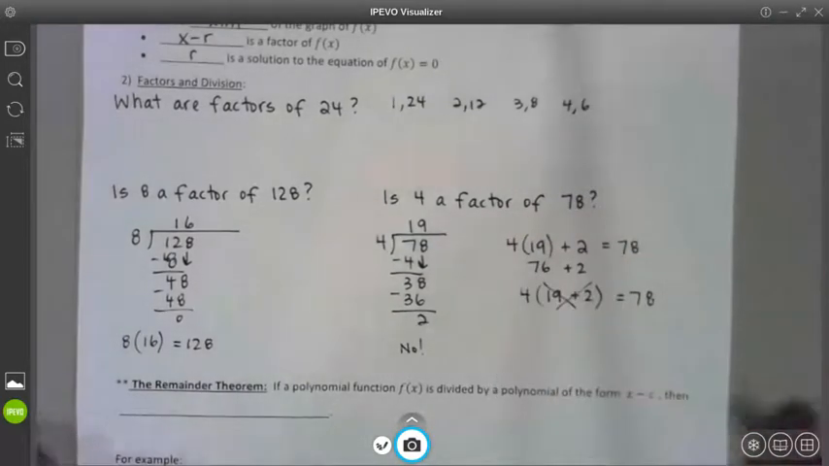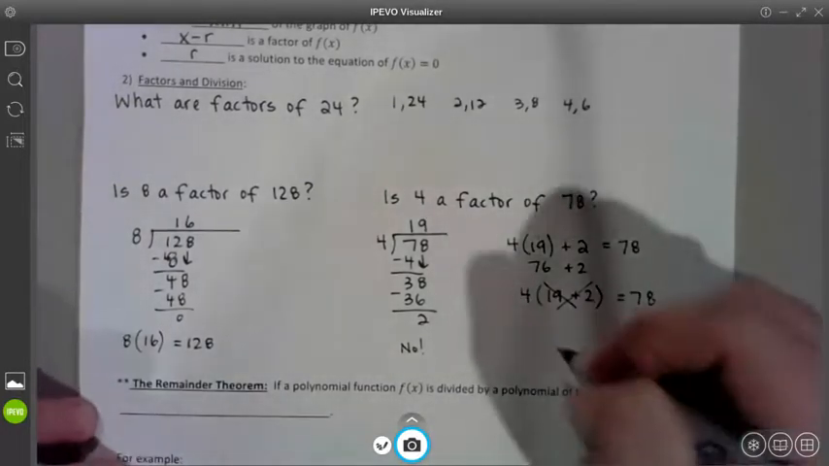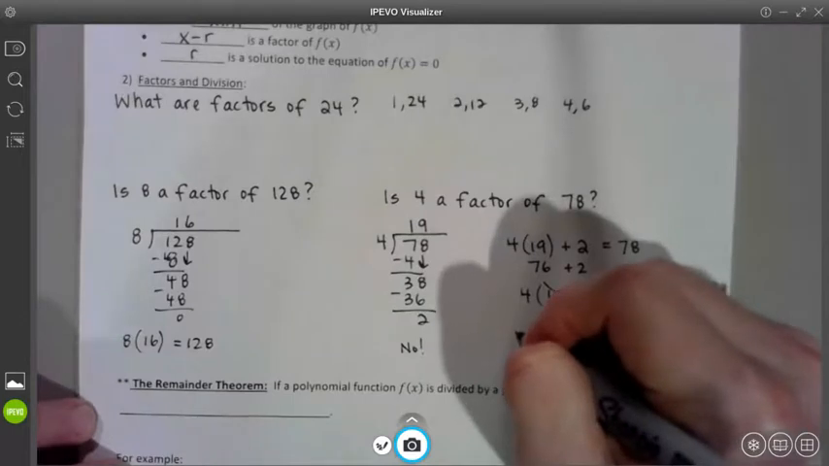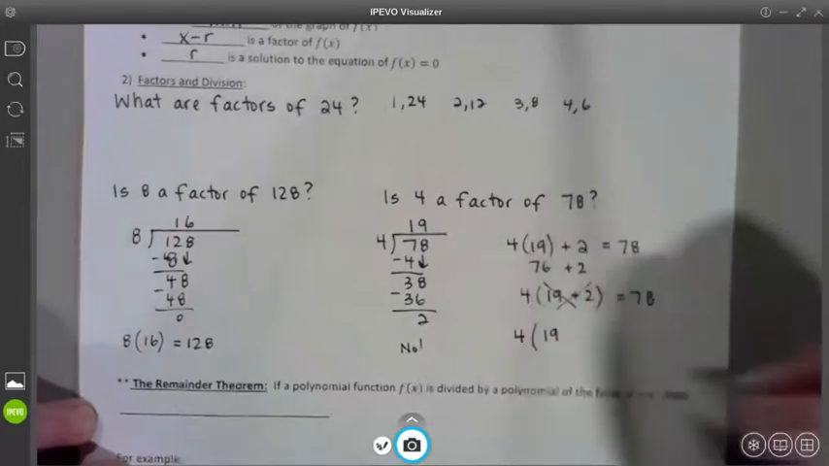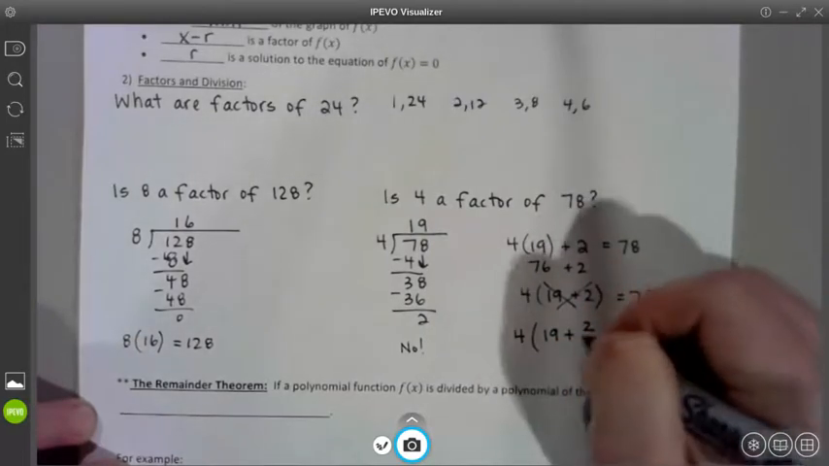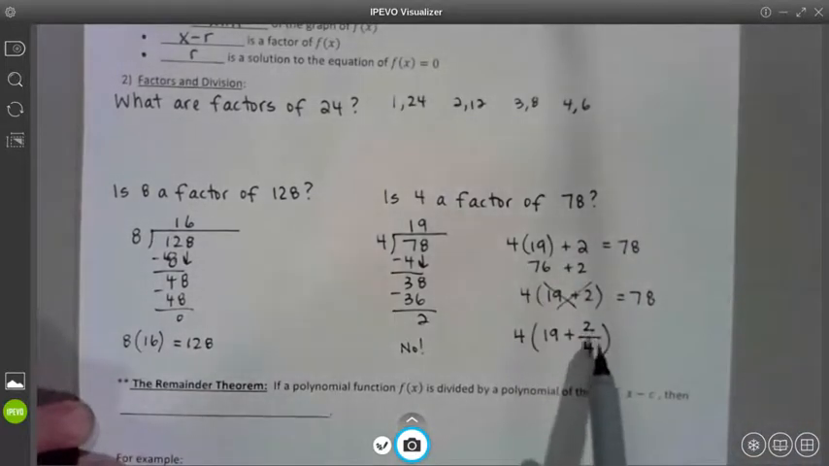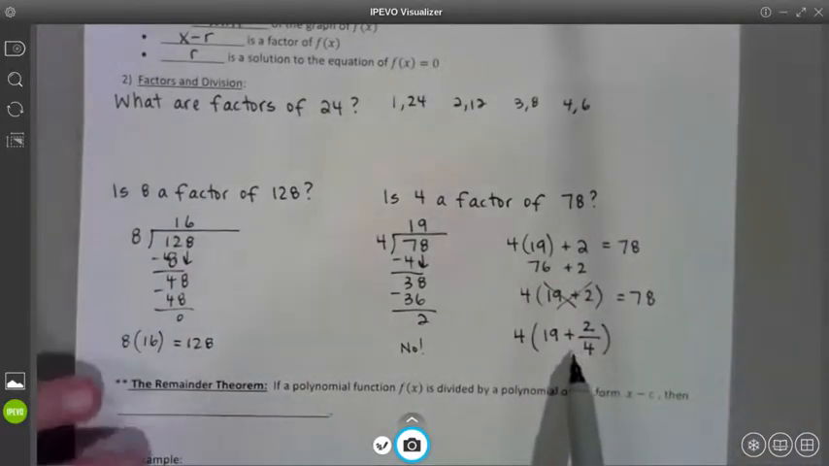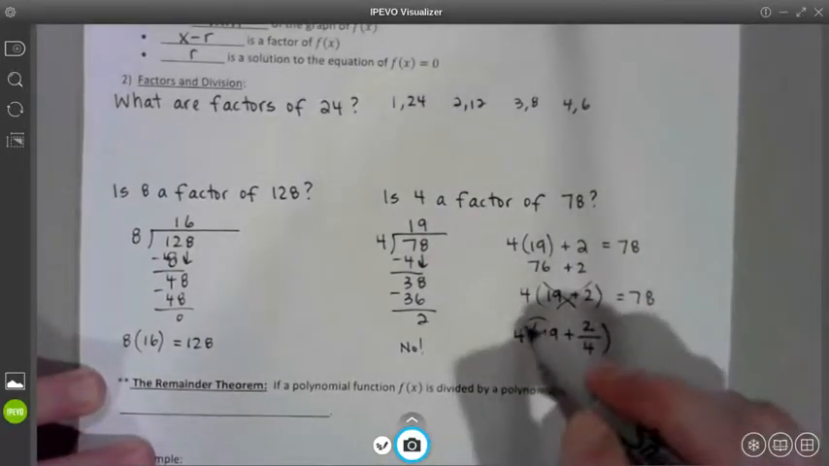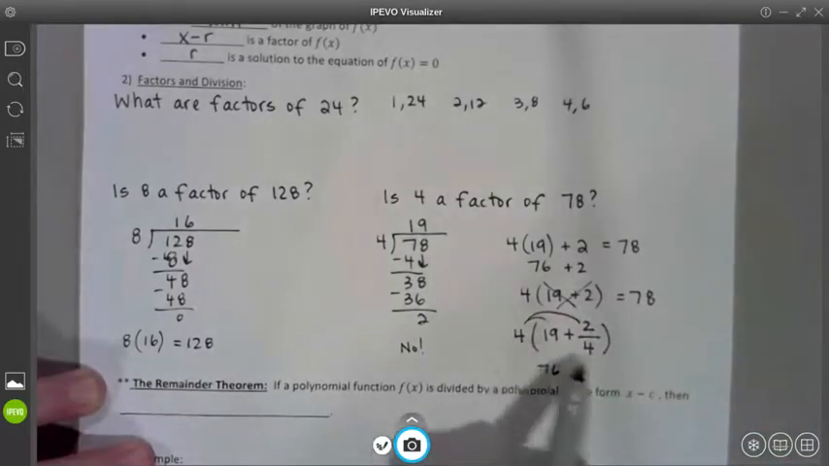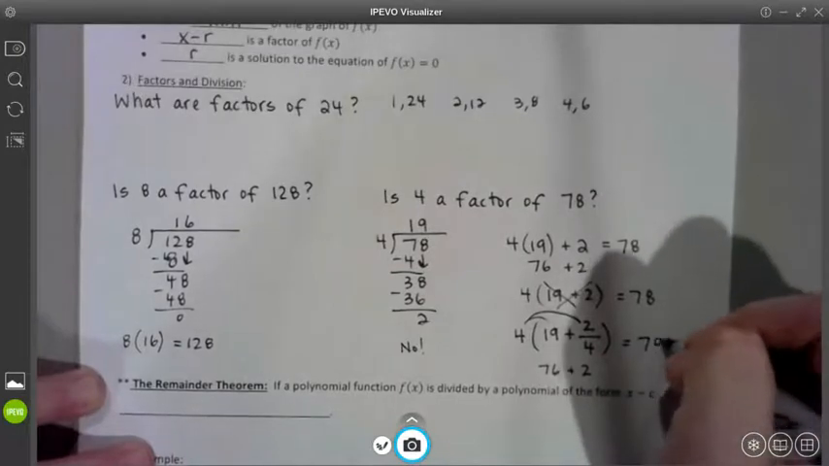But a lot of times they want that remainder to be written as part of the answer expression. So if you remember, you kind of had to write it kind of weird. It would be 4, what you divided by, times 19, plus the remainder of 2 over what you divided by, 4. And that's how you get the remainder to be written as part of that one expression. Because now when you multiply it back in, 4 times 19 is 76. 4 times 2 over 4, the 4s will cancel and just leave you with the plus 2. And that's how you get back to the 78.